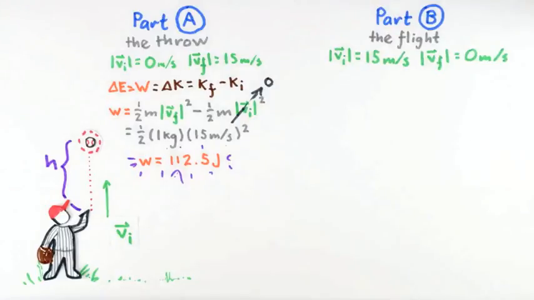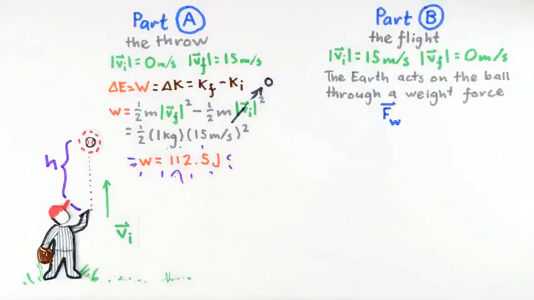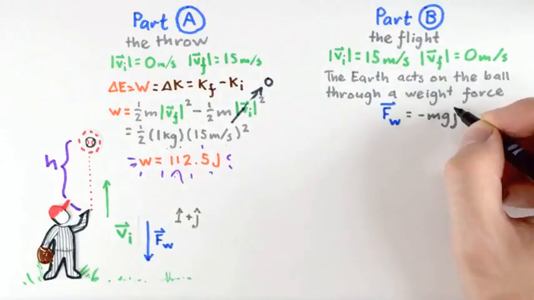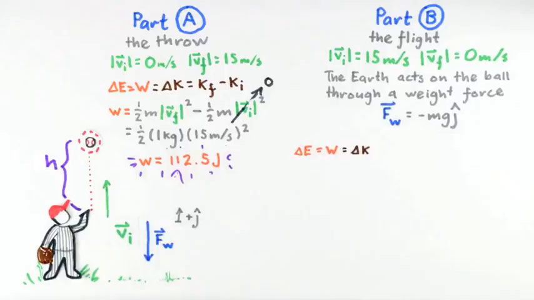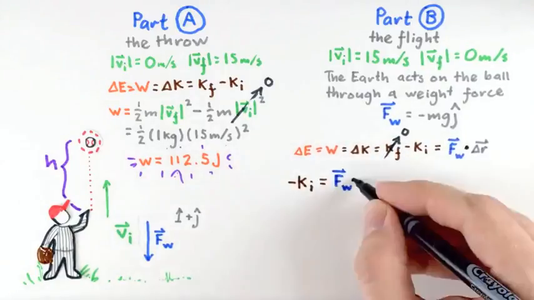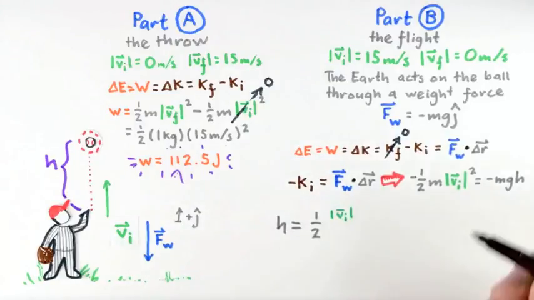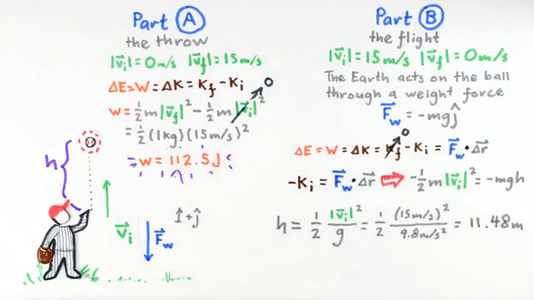We need to specify the agents acting on the ball. You are no longer an agent acting on the ball because you have released the ball. The only agent that can be acting on the ball is the Earth exerting a weight force. So that's what we need to compute the work that goes into the energy principle, where we can write out the scalar product in component form for the weight force and the displacement. Here we see that the only unknown is the height h, so we can solve for that and we have the result for part B.